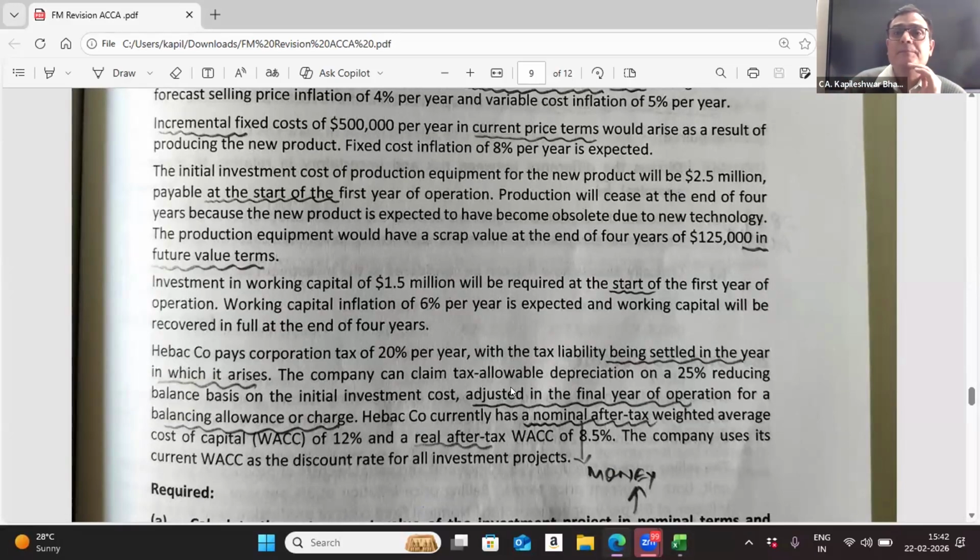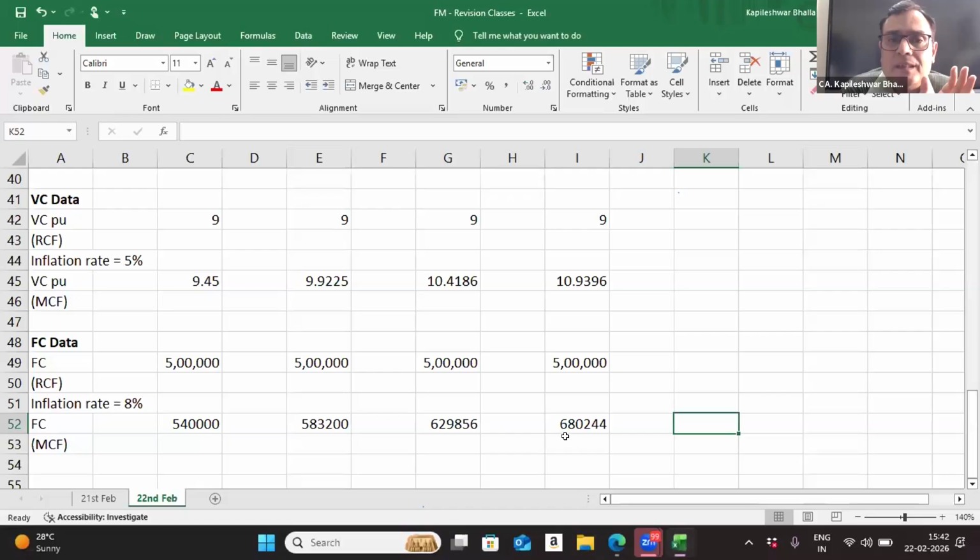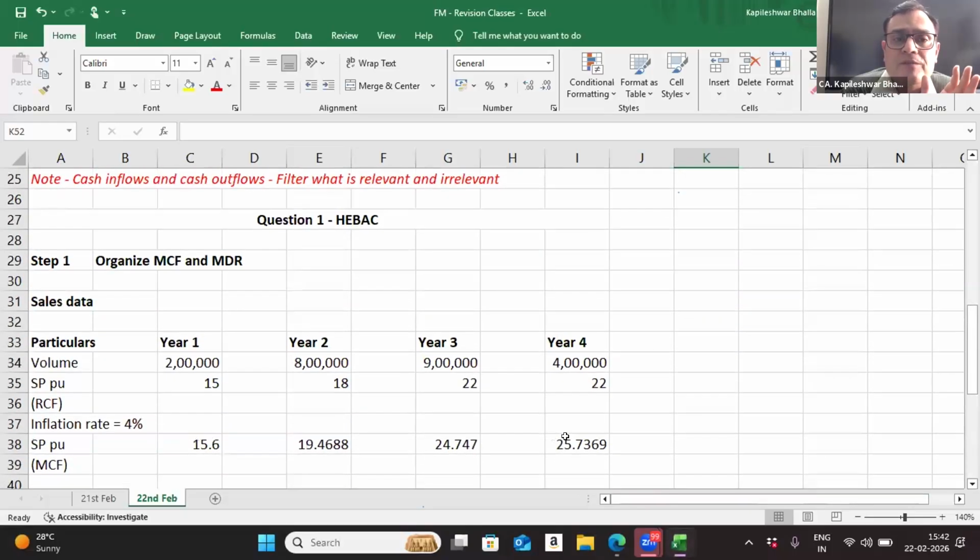So do we need to convert the depreciation data also in terms of MCF, or would that remain the same? Yes, that would undoubtedly remain the same. That doesn't undergo a change. So I think we are done with organizing MCF data.